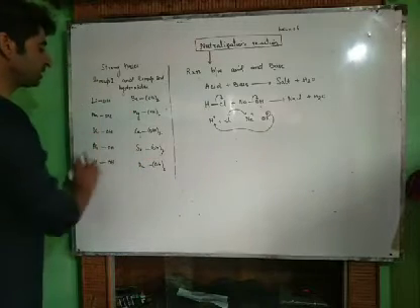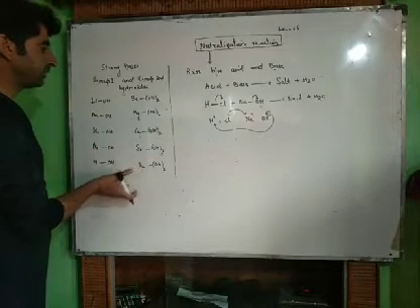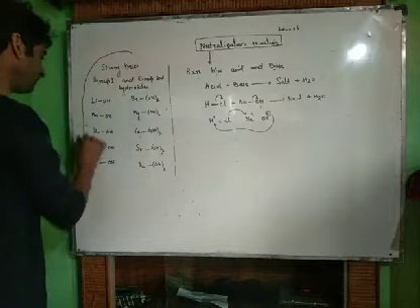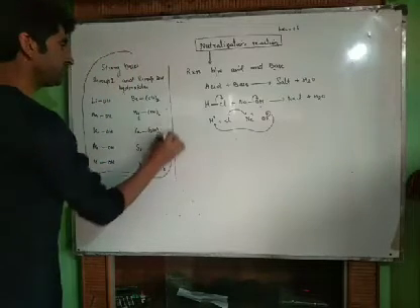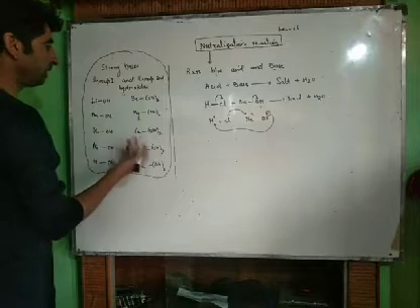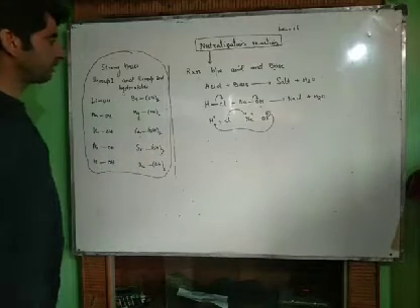Now these are all strong bases. Remember, group first hydroxides and group second hydroxides are strong bases. Whatever base you have except these bases, they are weak bases.